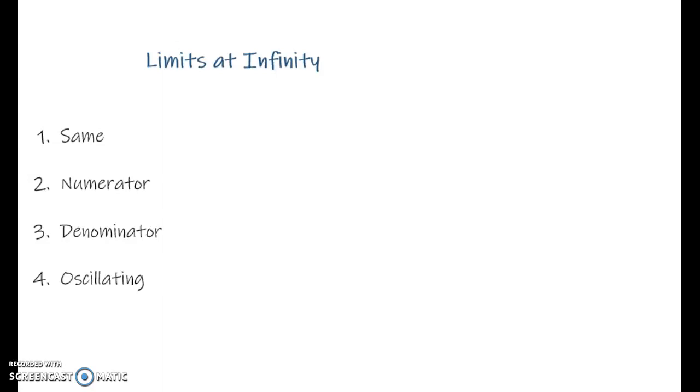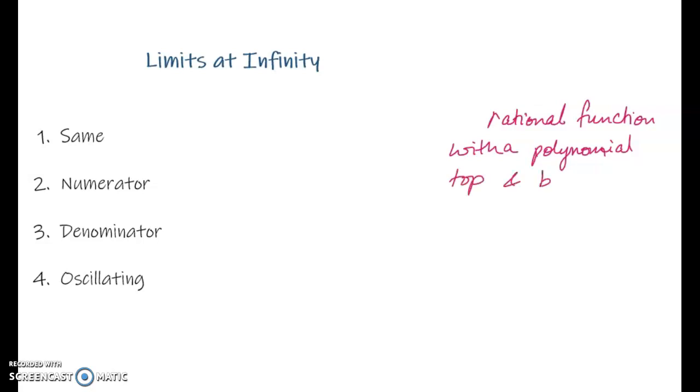The first three possibilities are related to taking the limit of a rational function, that means a rational function with a polynomial on top and bottom. So the first three scenarios are related to that. Let's understand one by one.